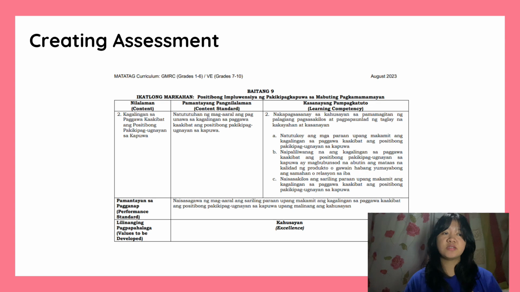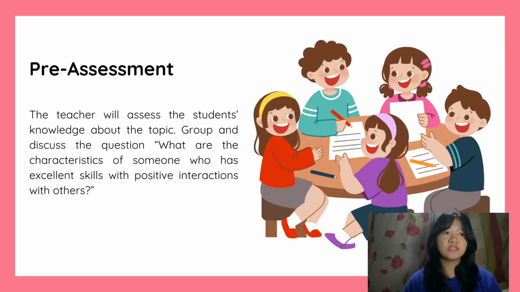The first, pre-assessment, that teachers can give is a small group activity. The teacher will assess the students' knowledge about the topic, group them, and discuss the question: what are the characteristics of someone who has excellent skills with positive interaction with others? The adaptation for deaf students is to give the instruction verbally and in written form.